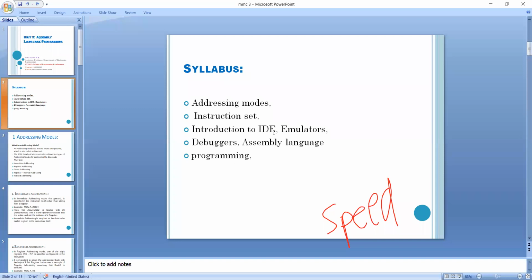I will slow down my speed. In addressing modes, we came to know that there are 5 types of addressing modes in the microprocessor. Similarly, in the microcontroller you again have 5 types of addressing modes. In the microprocessor, we studied a separate instruction set, and whatever instructions we have, we classified them.